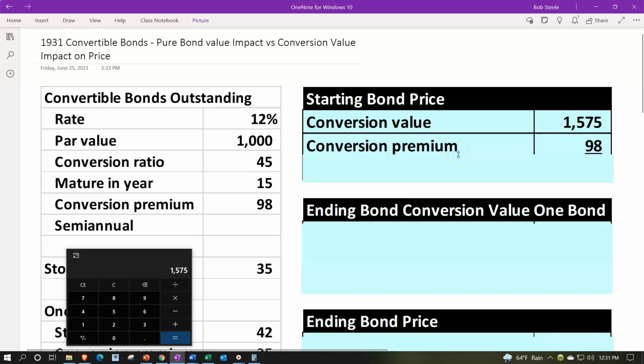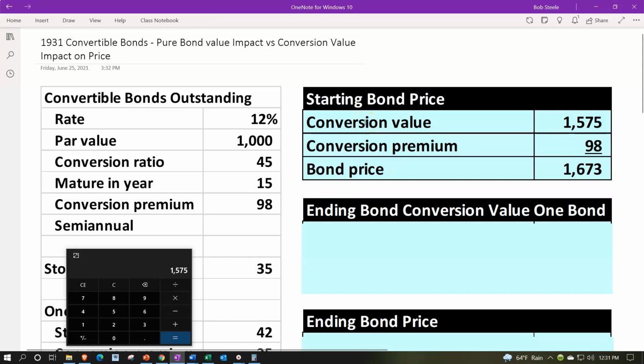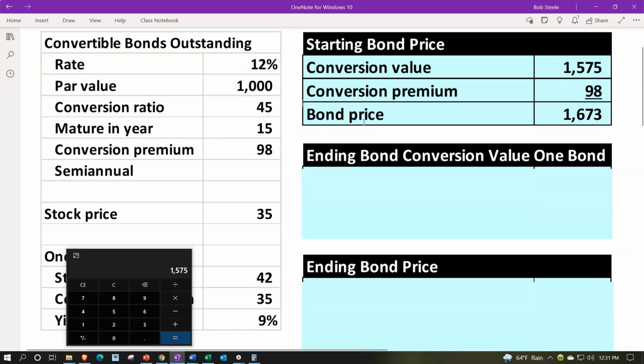We have the conversion premium of $98. By definition, the conversion premium is the amount over and above the conversion value to get to the bond price. You might memorize the calculation for the conversion premium and then back into the bond price, as we are here, using your algebra. If we add those up, that's going to give us the bond price of $1,673.